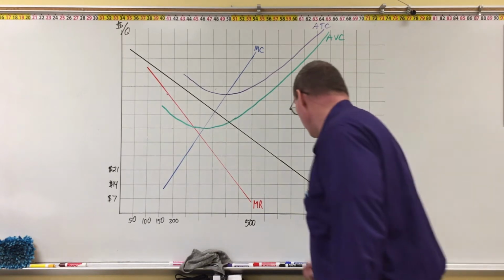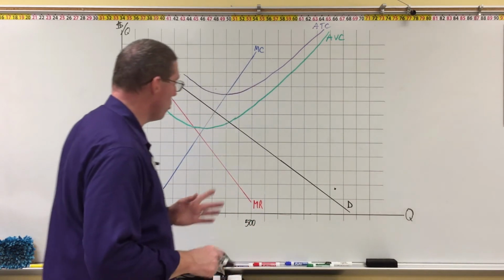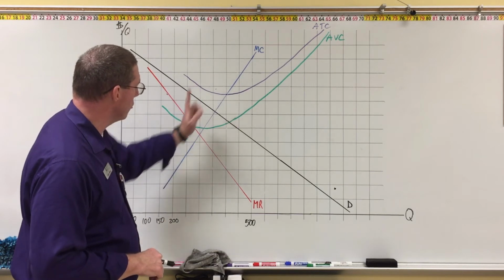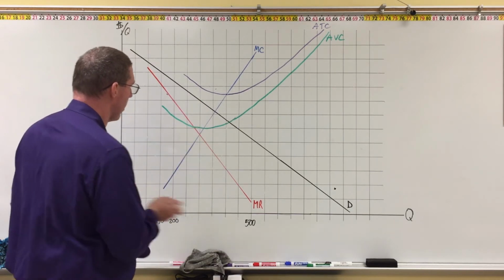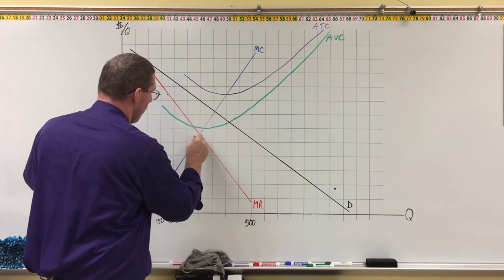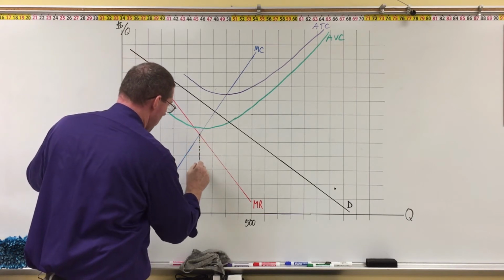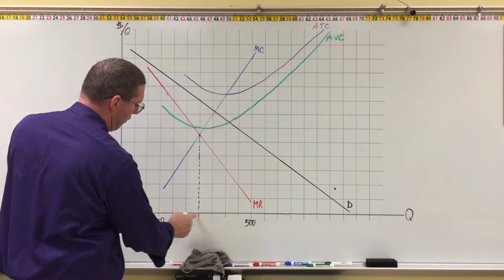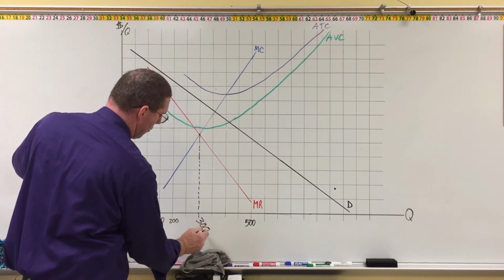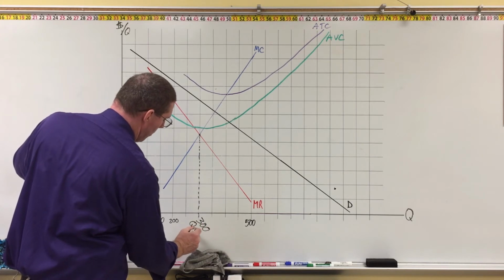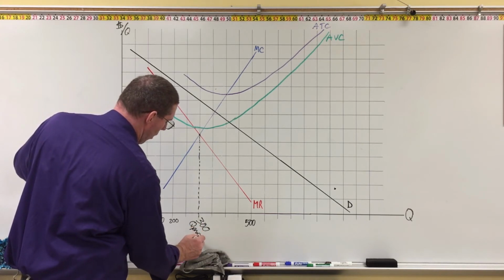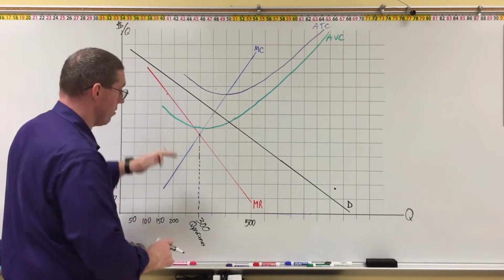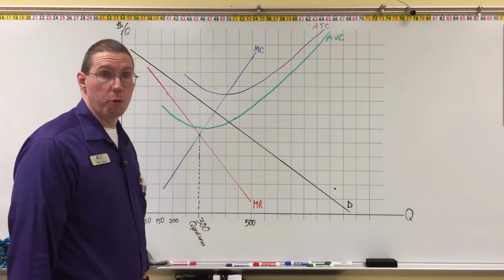All right, so we know that the profit maximizing quantity is going to be the quantity where marginal revenue intersects with marginal cost, and that is right here. There's the point right there. Okay, and so we're going to go from there, down here, and identify that quantity. Well, this is 200. This is 250. That makes this 300. So the profit maximizing quantity for this particular firm is 300 units.